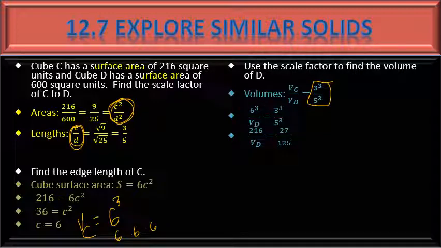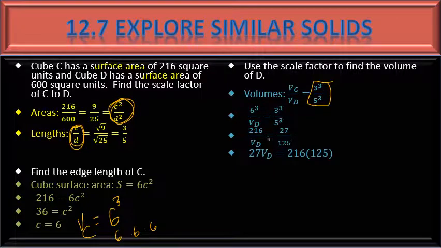Figure out the numbers. 6 cubed is 216. 3 cubed is 27. 5 cubed is 125. Cross multiply. 27 times the volume of D equals 216 times 125. And divide both sides by 27, and you get the volume of D to be 1,000.